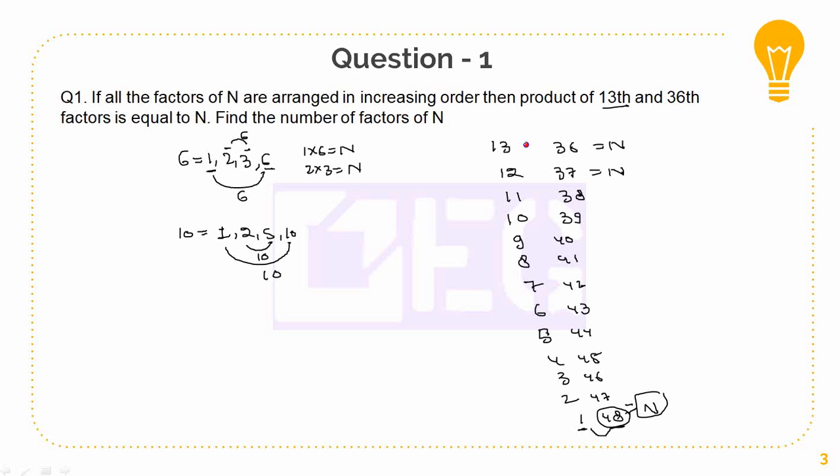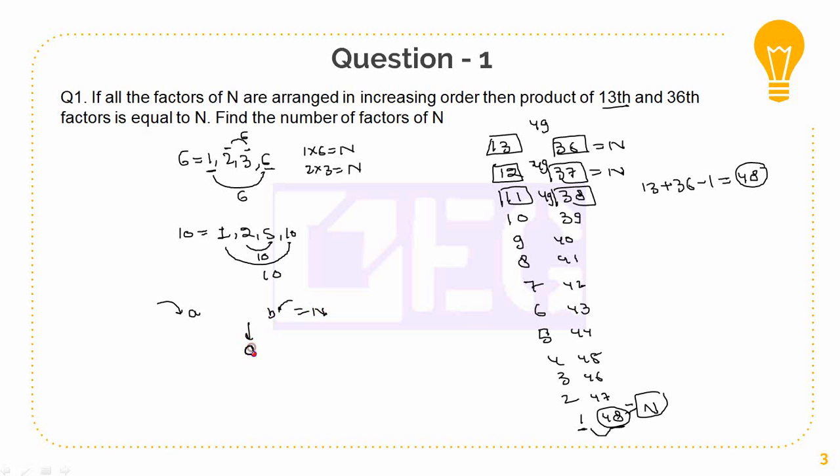And you can solve this question directly also. If you check 13 and 36, the sum of this is 49. 12 and 37, the sum is 49. 11 and 38, the sum is 49. That means 13 plus 36 minus 1 is equal to 48, which gives you the total number of factors. That means if from the start the a-th term and from the last the b-th term have a product equal to n, then the total number of factors will be a plus b minus 1.